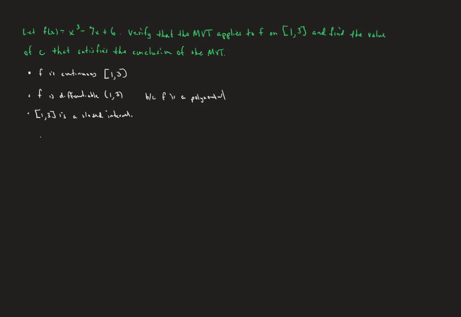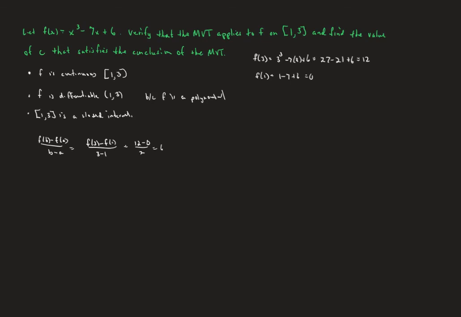So now what we need is f of b minus f of a over b minus a. For us, that's going to be f of 3 minus f of 1 all over 3 minus 1. So f of 3 is going to be 3 cubed minus 7 times 3 plus 6. That's 27 minus 21 plus 6, so I think that's going to be 12. F of 1 is going to be 1 minus 7 plus 6, which is 0. So we get 12 minus 0 over 2, so that's 6.